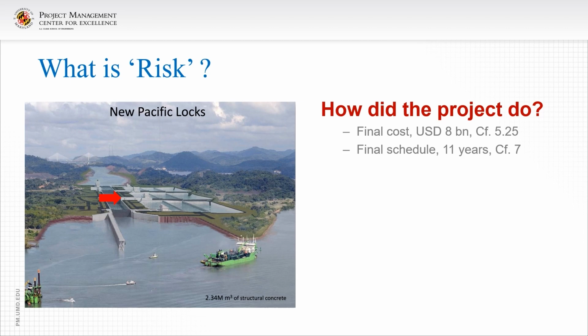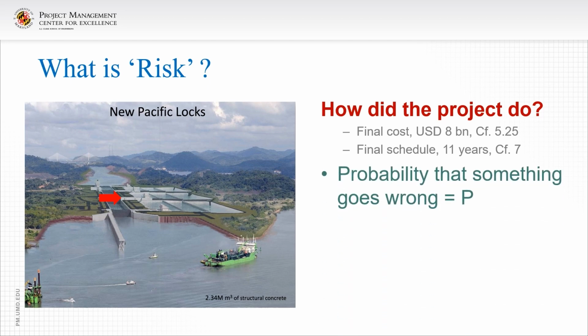Equally importantly, it took about 11 years to complete, whereas the original estimate was 7. So it took about 4 more years to complete. And given the increased revenues in the canal anticipated to be between $1 and $2 billion a year, that's between $4 and $8 billion of lost revenues.